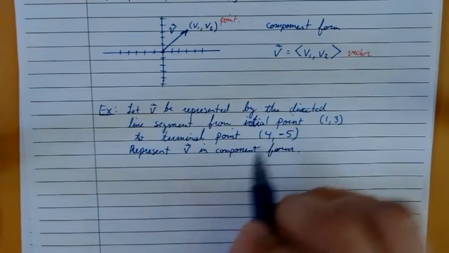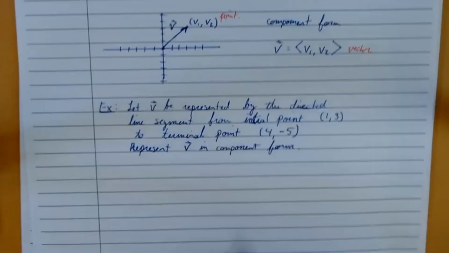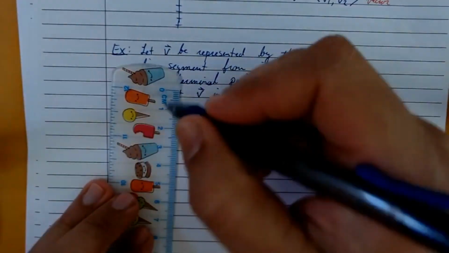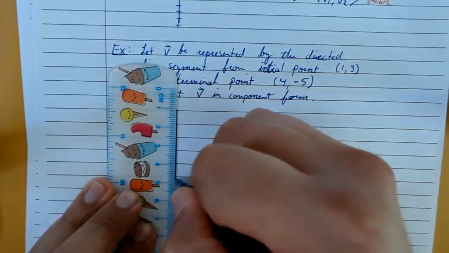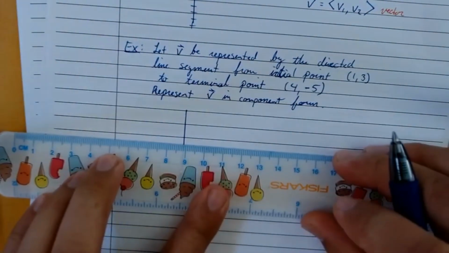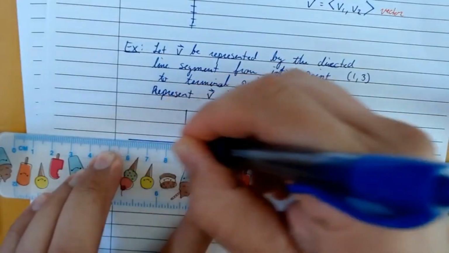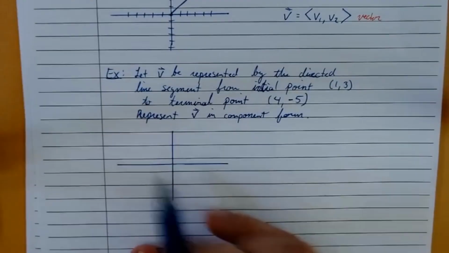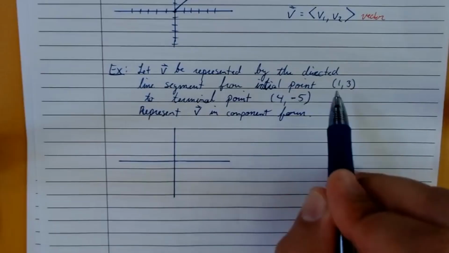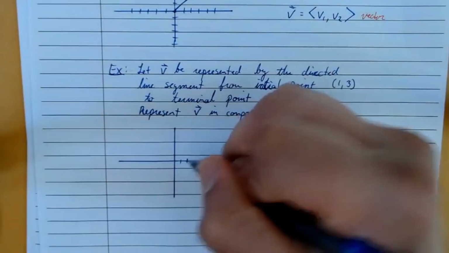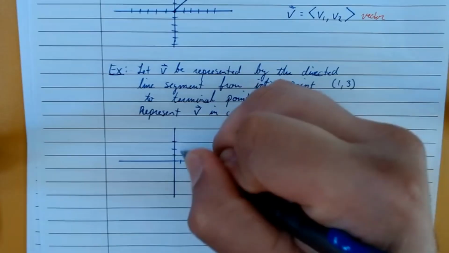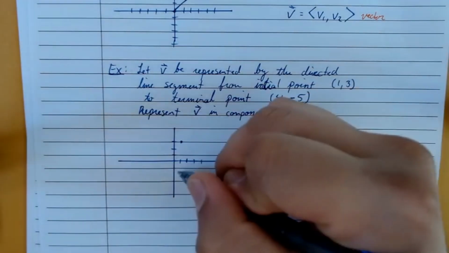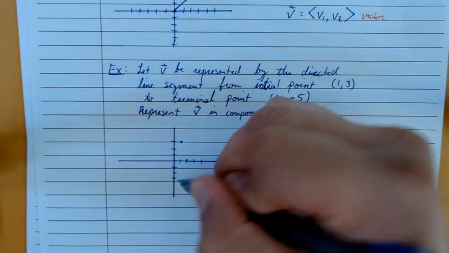All right, this can be done entirely algebraically. We don't need any graphs, we don't need any pictures. That being said, since this is an explanation, and since I like showing off my cool ruler, I'm going to give an illustration to accompany the example. This is pretty simple to visualize, but let's go ahead and visualize it together here. We have an initial point starting from (1, 3), right about there. And we have a terminal point at (4, -5). Let's see here, 1, 2, 3, 4, 5.